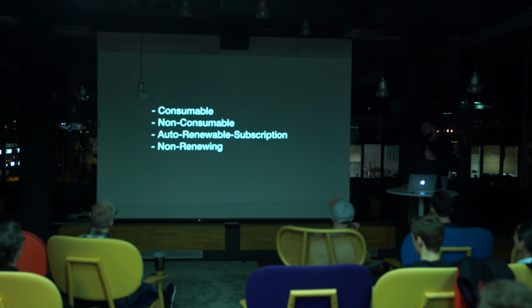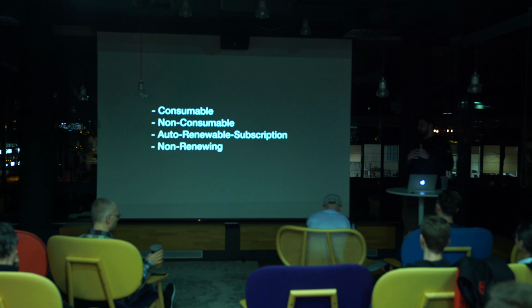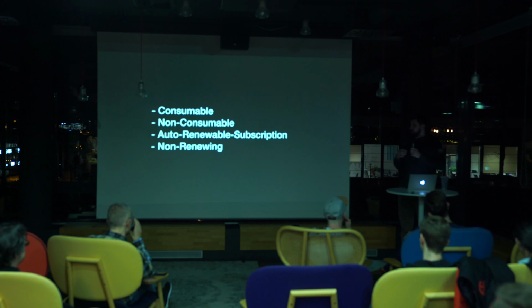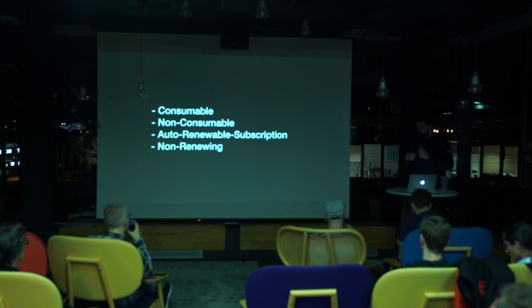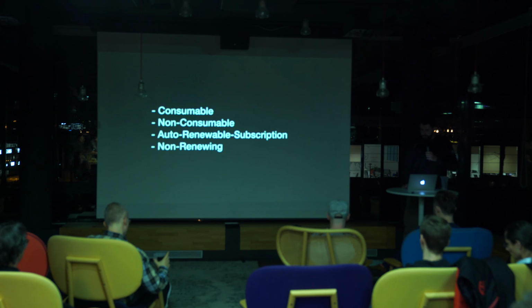There are three more types: non-consumable, auto-renewable subscription, and non-renewing. All of these three types require checking your receipt, because the purchase should be enabled for your user when you uninstall the app or your user logs in on a different device. For example, with Netflix, you should enable the user on every device where they log in with the same account.